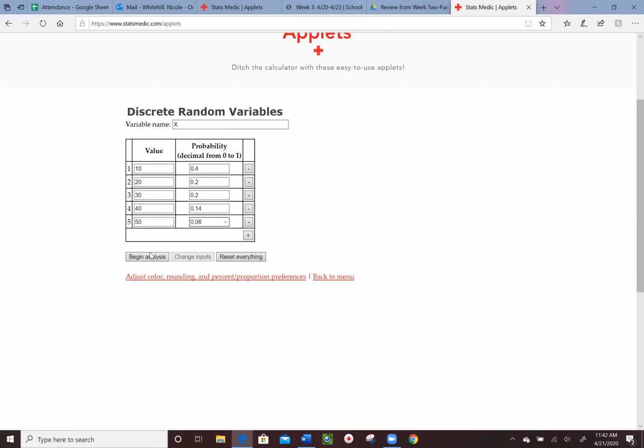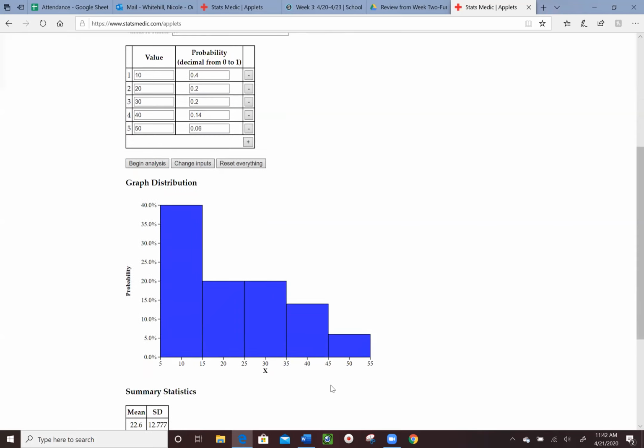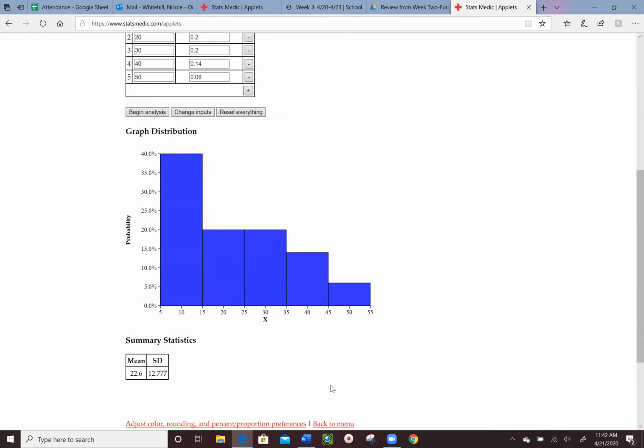Okay. We're going to begin analysis, and it's going to give us this picture right here. While you guys are looking at this, I'm going to jot down what it looks like on my paper. I'm going to draw that histogram, and it's a histogram because it's continuous. All those bars are connected. And I'm just going to draw a rough sketch. I don't really care about the values. I just care about the shape. Okay, and then on our notes, it also says mean and standard deviation. So I'm going to copy those values down as well. Our mean is 22.6, and our standard deviation is 12.777.